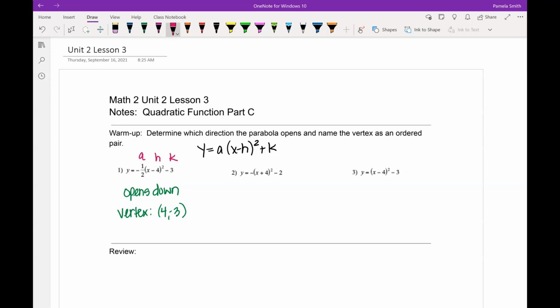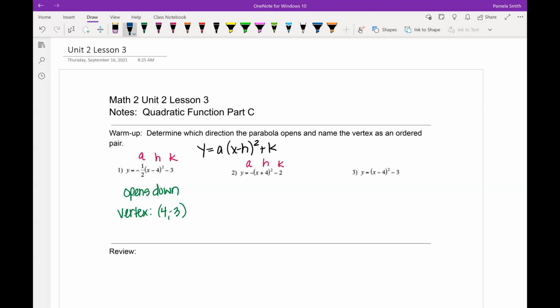And the key here is with H, we have to remember it's going to be the opposite of what we see. If we see a minus 4, that means H is positive. If we see a plus, that means that H is negative. So number 2, y equals negative 1 times the quantity x plus 4 squared minus 2. So again, A, H, and K.